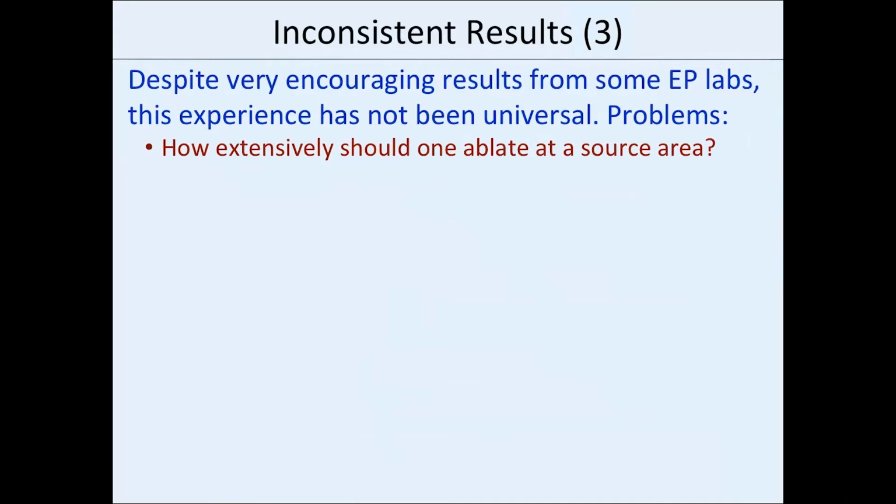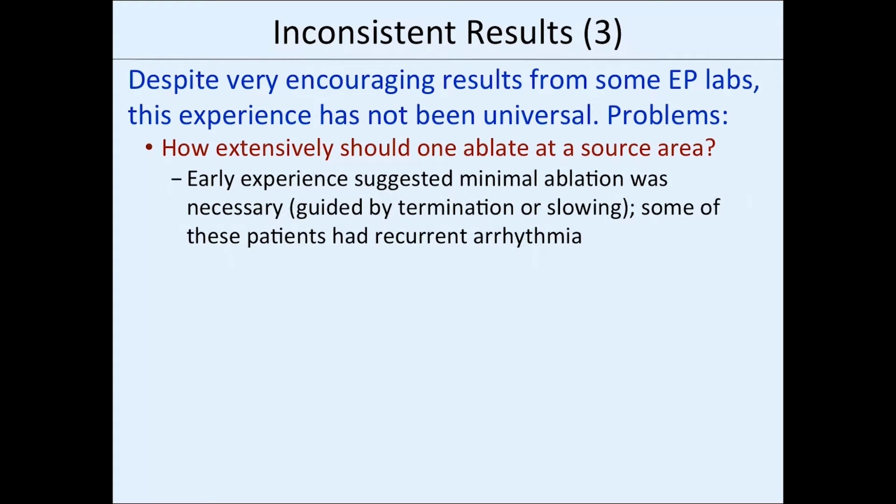The third problem that we have is, how much do you ablate? And once you've found a good basket position, once you've found a source that you're comfortable with, what area do you ablate, how much do you ablate, and how densely do you ablate? Our early experience suggested that relatively small amounts of ablation was satisfactory. We could get termination or slowing, and when you're doing proof of concept, you try to get away with as little ablation as possible.